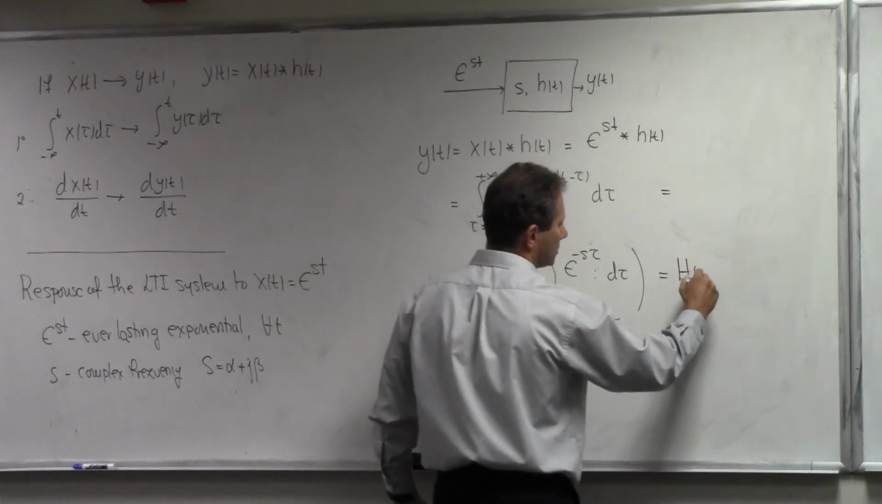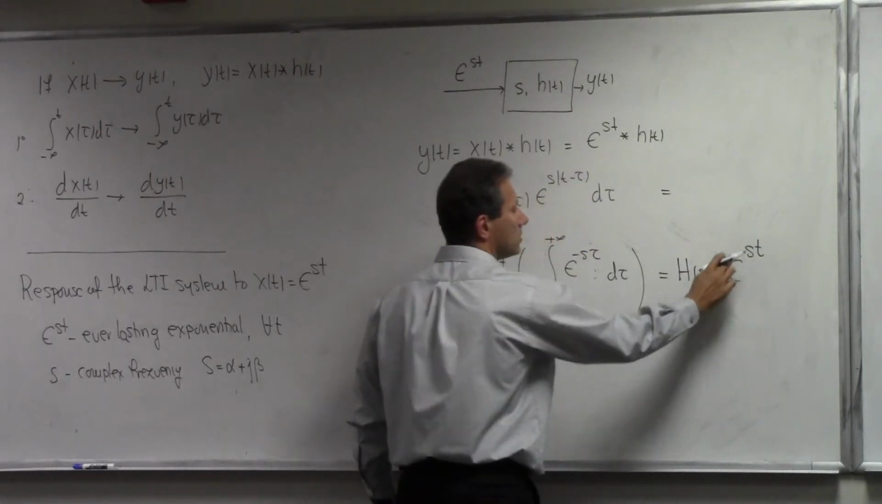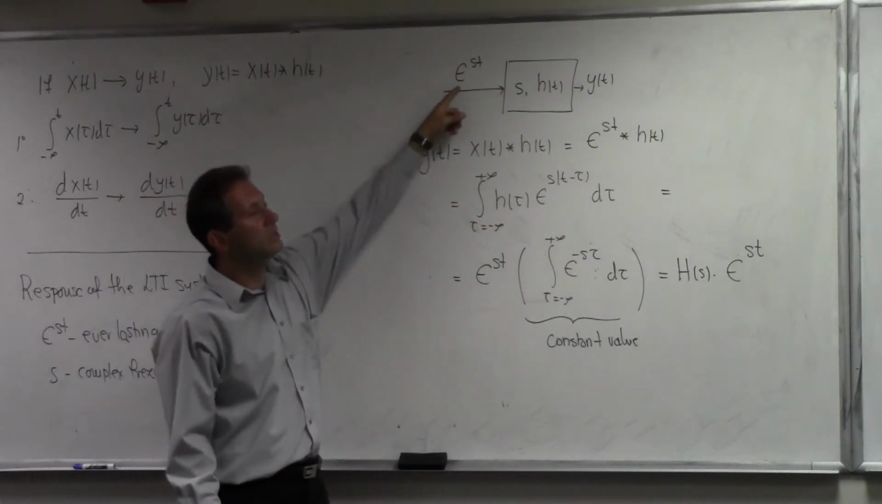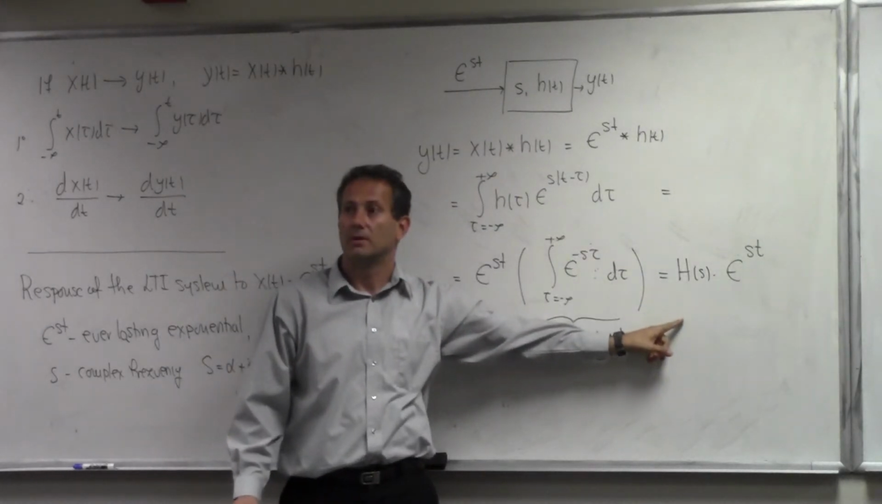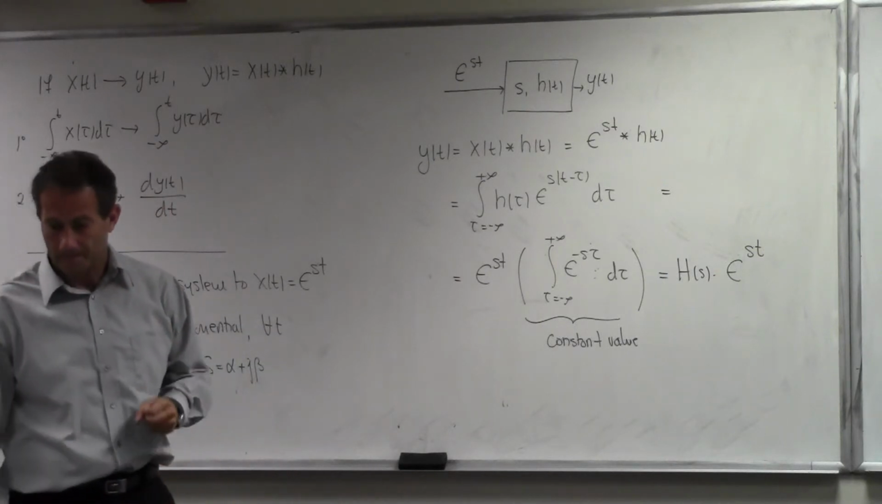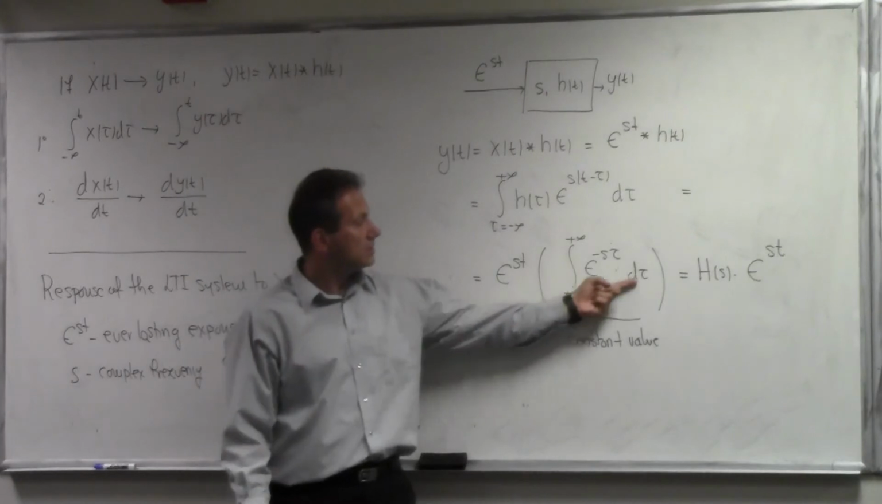And let's call it h of s, and then I have e to the st. So we have a very interesting thing here. If my input is e to the st, what is my output? How did you do that? Because I thought we were taking integration with tau, not t. Correct, but look at this integral here.